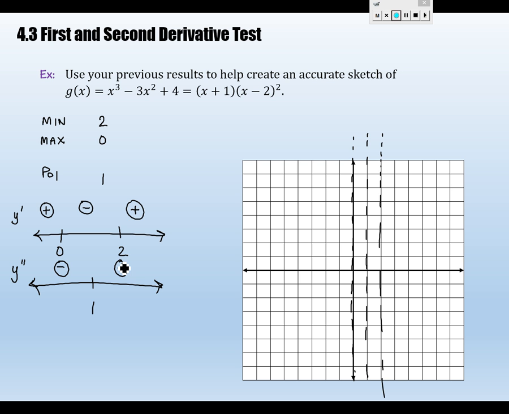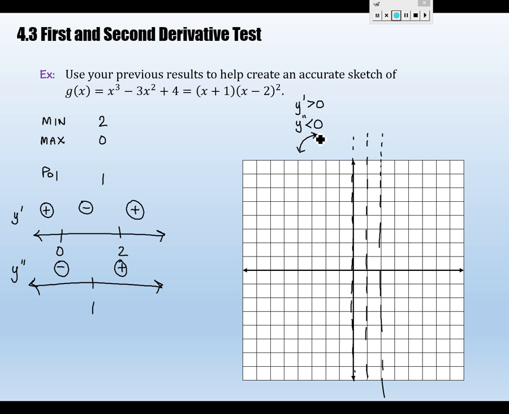So what about on the interval -infinity to 0? The derivative is positive, right? And the second derivative is negative, right? So that is, it's increasing, but it's concave down. So there's one of the pictures we graphed earlier that looks like that. It's got this shape, right? On this interval.